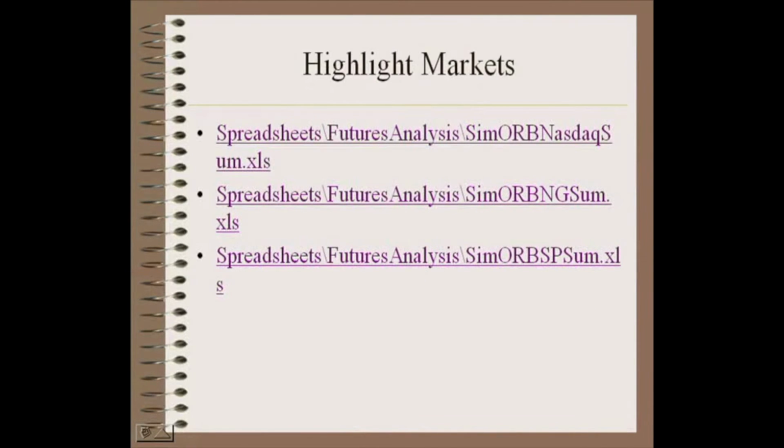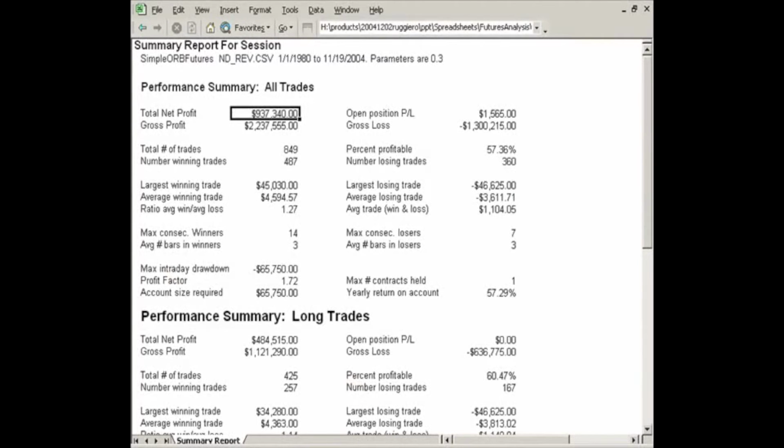All right, let's look at some highlight markets. Let's go to the videotape, as they say. Okay, this is natural gas, right? No, this is NASDAQ. $1,100 a trade on the NASDAQ. Max drawdown $65,000. Makes $937,000. Now, how many of you have been playing with trying to make a NASDAQ index system?